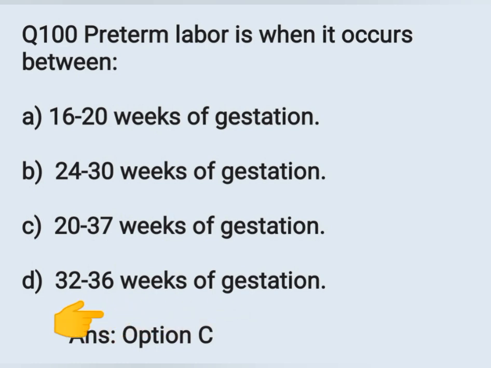So here we completed another set of questions, previous year questions and answers. Surely these questions will guide you for the exam preparation.